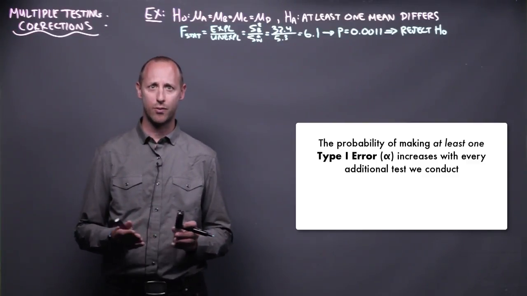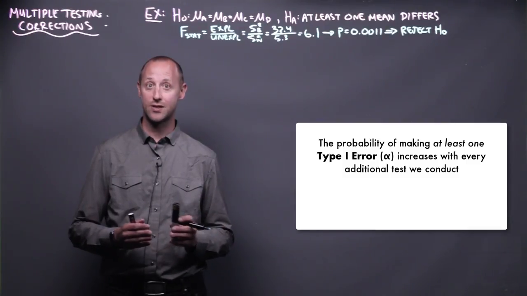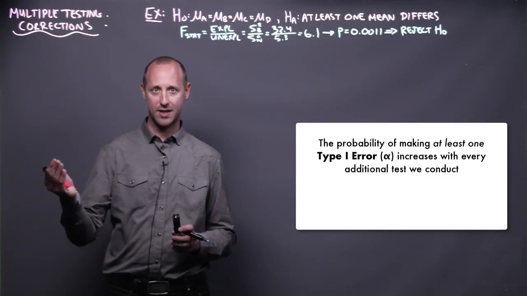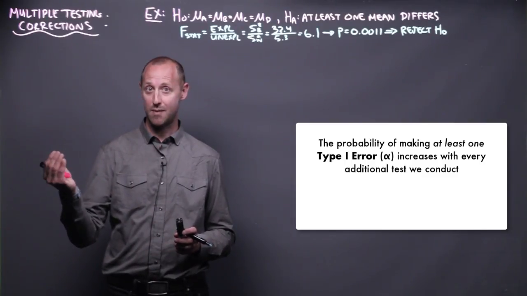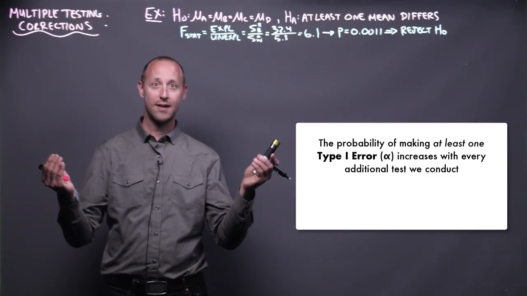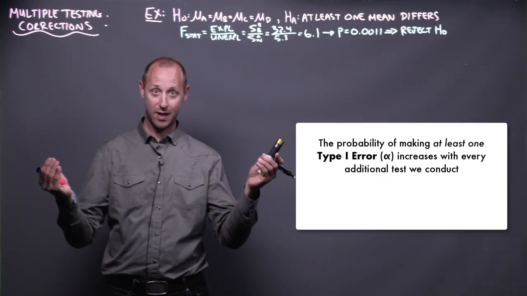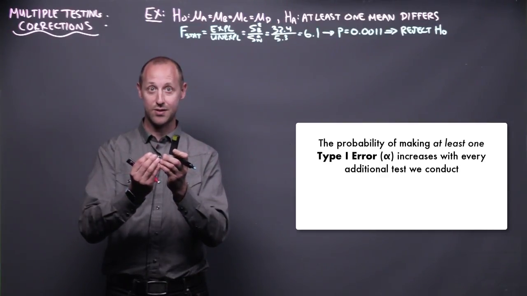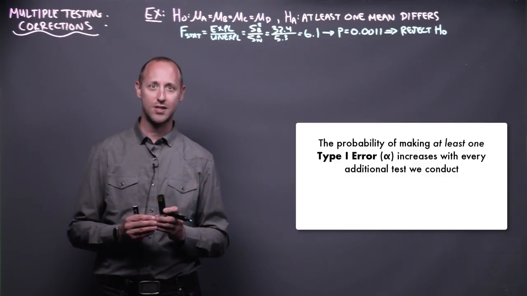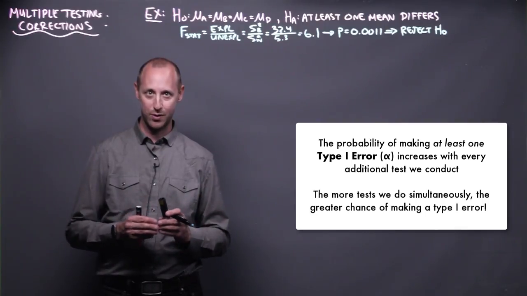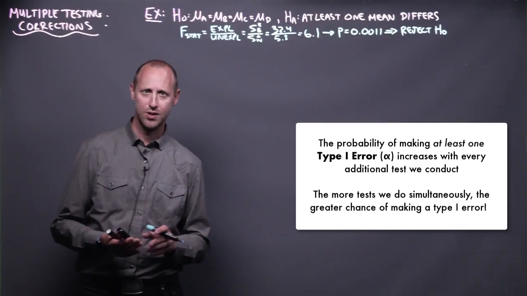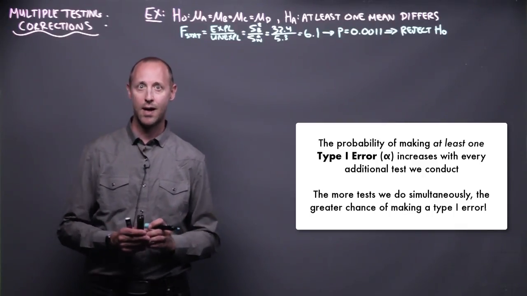For example, you'll recall that the alpha we use for our test is our probability of making a type 1 error, here a false positive. If we do one test with an alpha of 5%, there's a 5% chance of making a type 1 error. If we do a second test with an alpha of 5%, that test also has a 5% chance of making a type 1 error. Combined over these two tests, there's going to be a greater than 5% chance of making at least one type 1 error. So this is the concept that we want to correct for. The more tests that we do simultaneously, the greater chance there is for making a type 1 error. We're going to learn a bit about how to control for that, and we'll get to that in a moment.